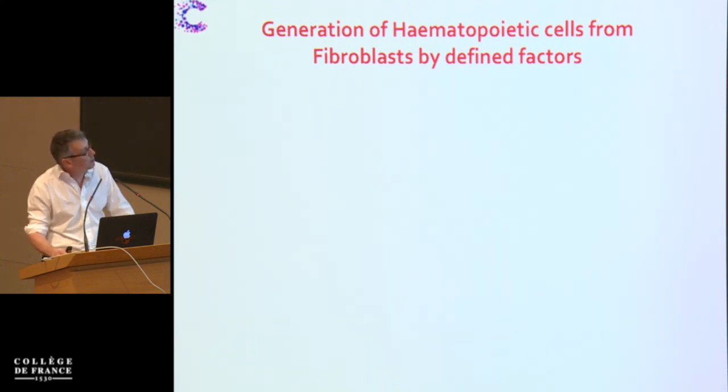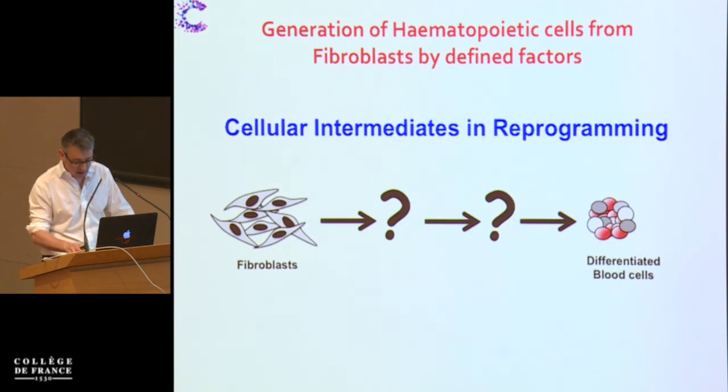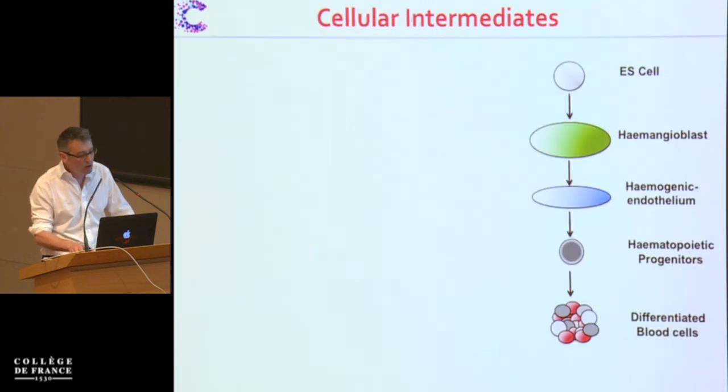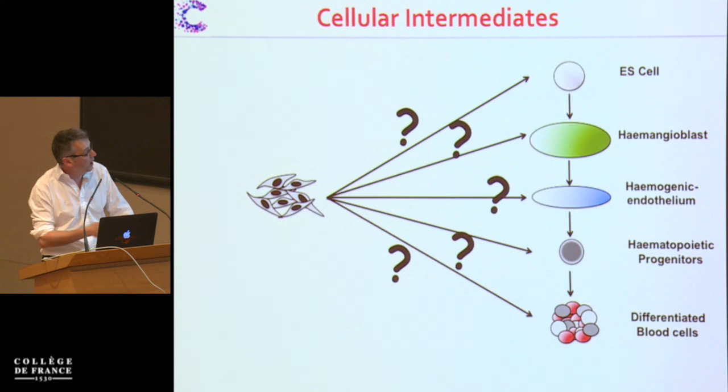So this works. Another question was, how does this work? Are we going directly from this fibroblast to a differentiated or hematopoietic progenitor, or are we going through ES cells? Are we just recapitulating ES cell differentiation, or going through a hemangioblast or a hemogenic endothelium? We looked for ES cell markers, OCT4 and Nanog, and we didn't see any. For hemangioblast, we looked for brachyury, and we didn't see any.